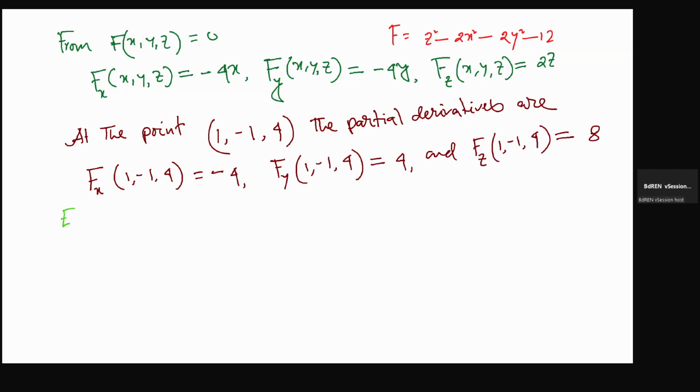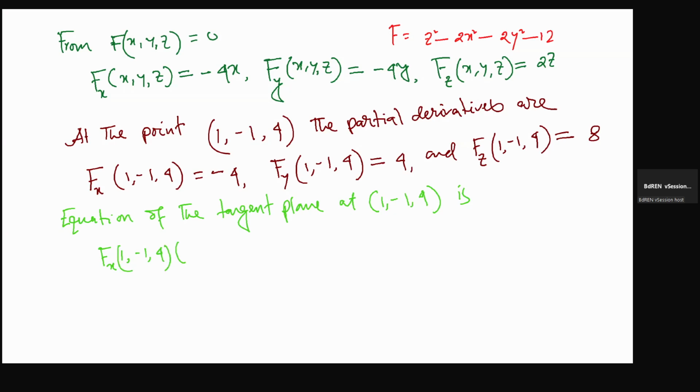Okay, so now the equation of the tangent plane at the given point (1, -1, 4) is, based on the theorem, f_x(1, -1, 4) into (x minus x naught) plus f_y(1, -1, 4) into (y minus y naught) plus f_z(1, -1, 4) into (z minus z naught) equal to 0.